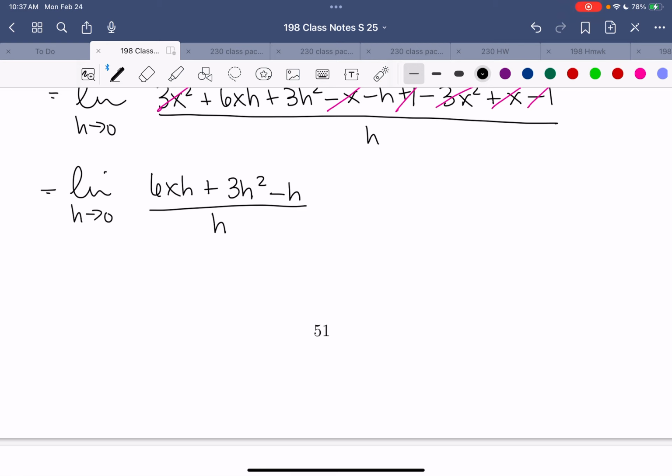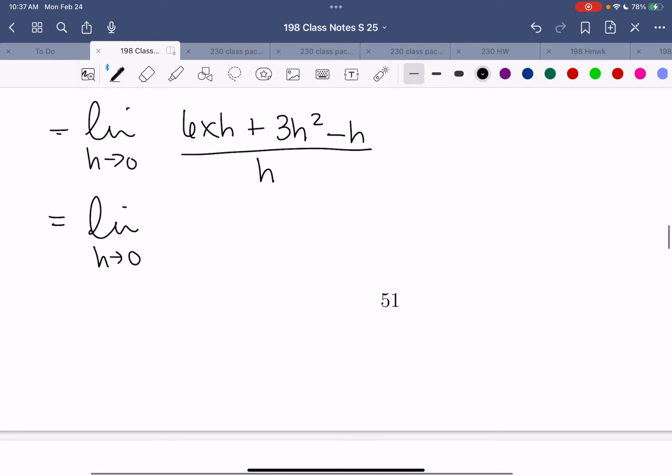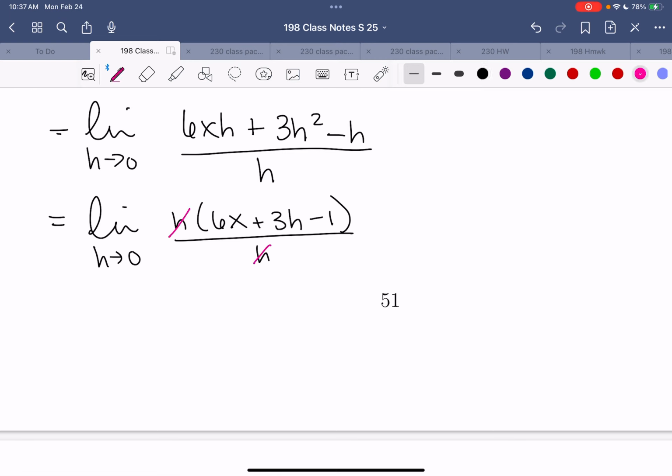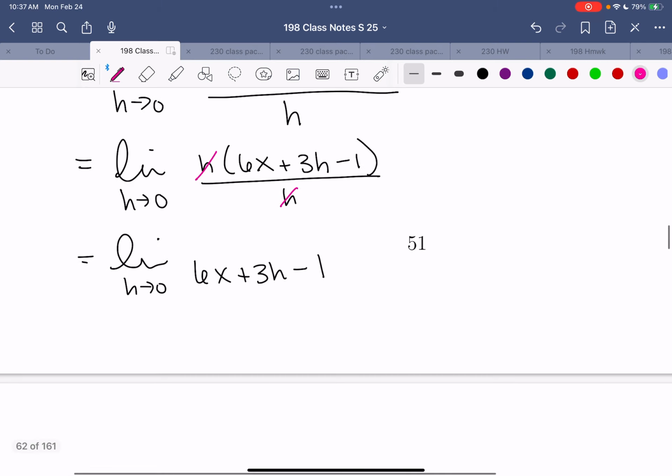Now, I can go ahead and factor out that h in the numerator, because again, my objective here is to get rid of that h in the denominator so that I can plug my limit back in and not get 0 over 0. So this is h times 6x plus 3h minus 1 all over h. Then my h's cancel. And I'm left with the limit as h goes to 0 of 6x plus 3h minus 1. Now I've gotten rid of that h in the denominator, so I won't have 0 over 0, and I can plug in my 0.